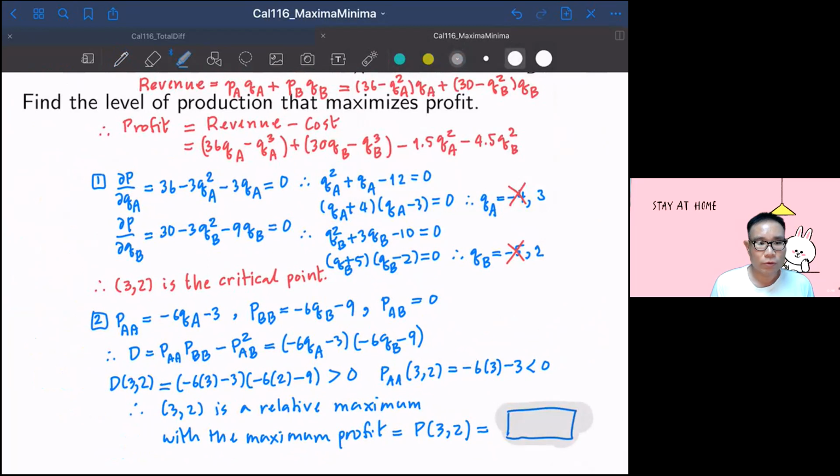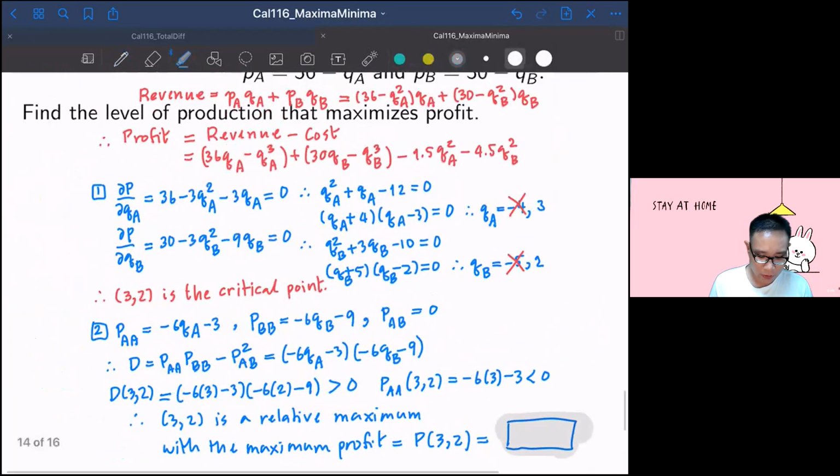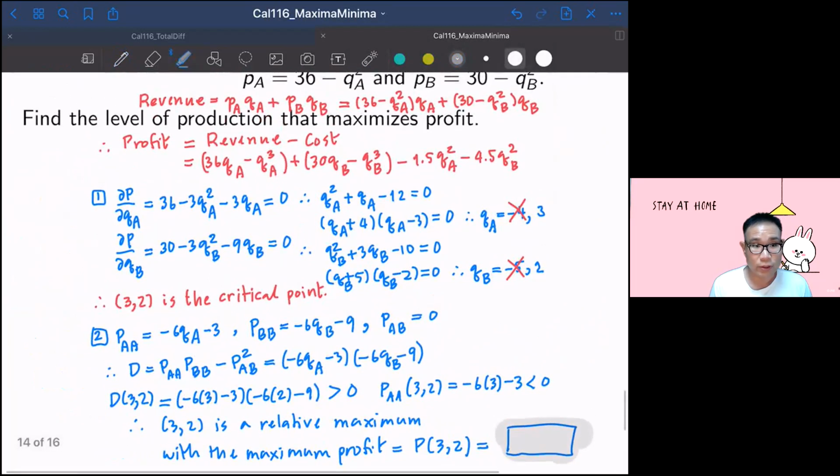So for this one, you see that we construct the revenue function, and the profit turned out to be revenue subtract by the cost function, and you maximize the profit by using the second derivative test by finding the critical point. Then you test the critical point for relative maximum, you compute D and you compute PAA.